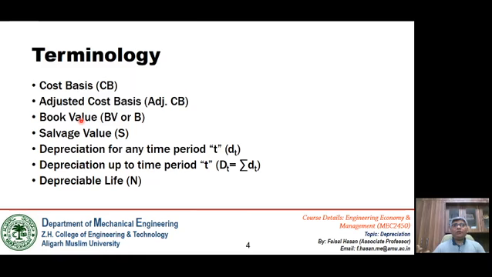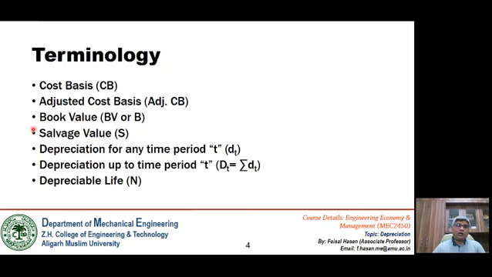Book value simply means the value of an asset in company records. So every year we have to update these company records. Whatever is the cost of a particular asset at that particular point of time, or in that financial year, will be termed as the book value. Simply, this is the monetary value of a particular asset in the record book of a company. Salvage value, we are familiar with this.